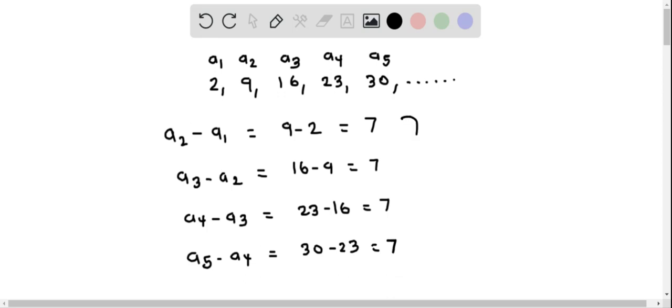So we see that everywhere the difference is the same. We say that this difference is represented as d, and this equals 7. So we have identified that this sequence has a common difference of d equals 7. Therefore, we say that since it has a common difference, the sequence is arithmetic.